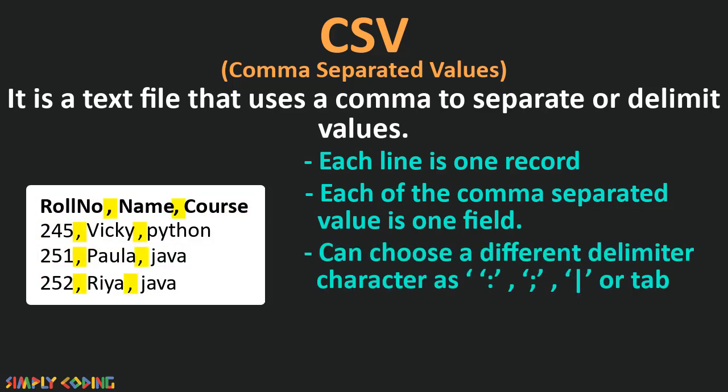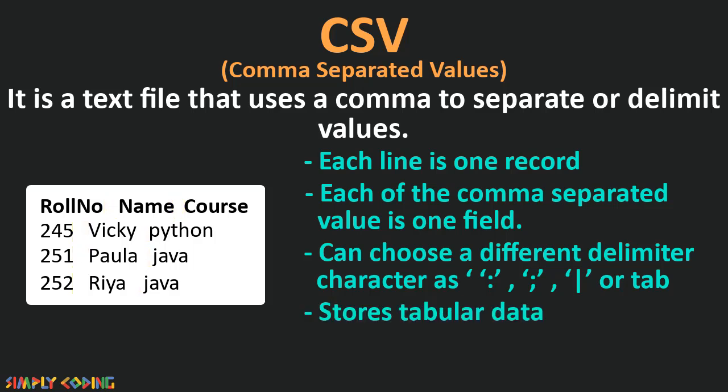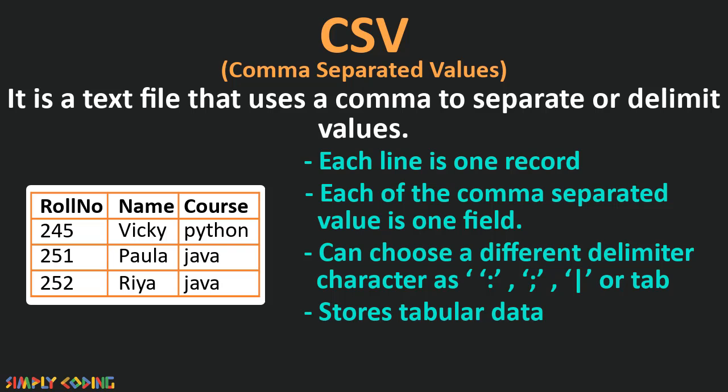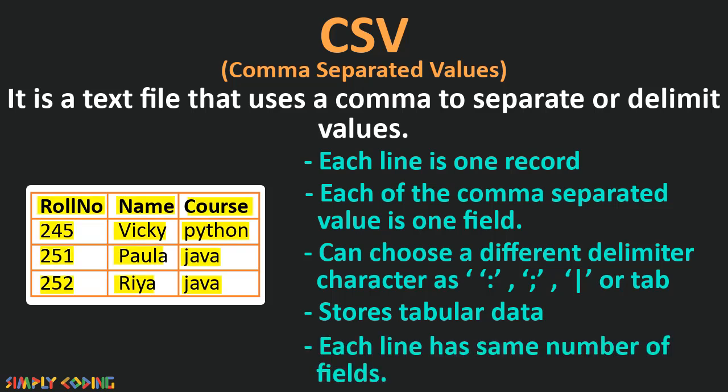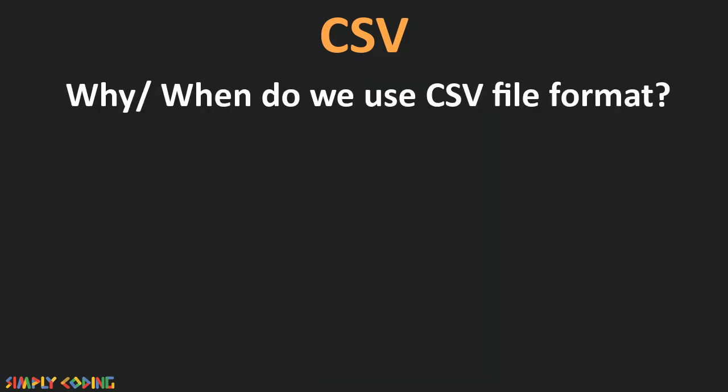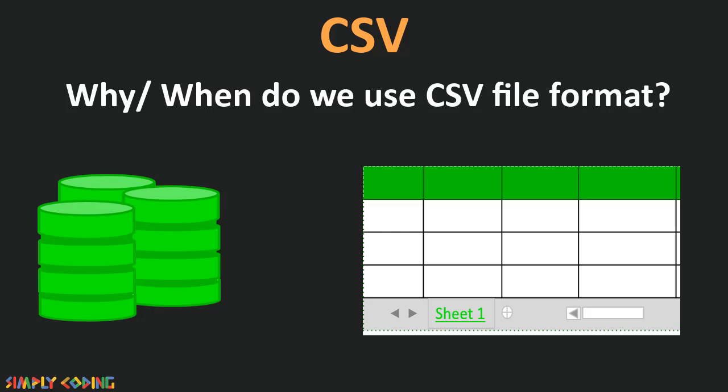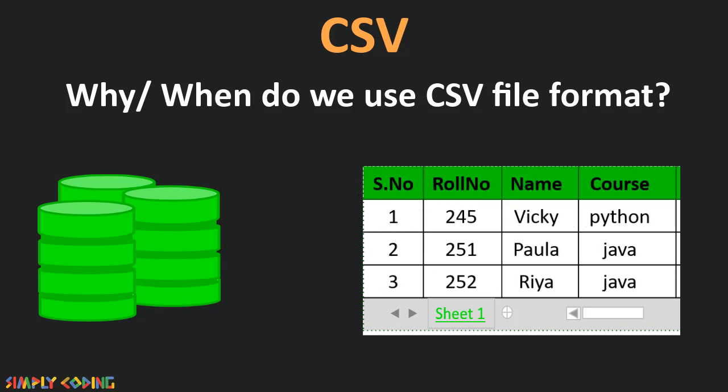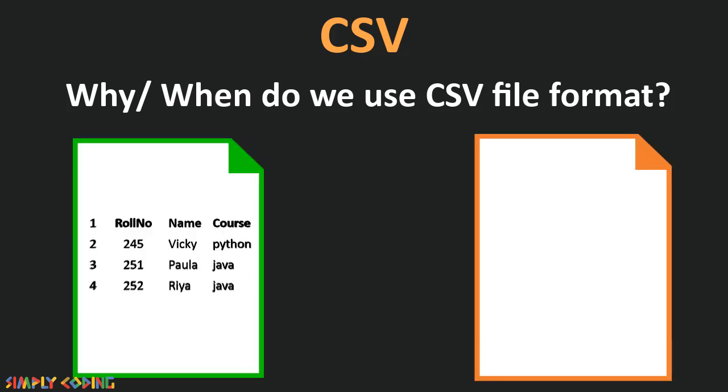You can also choose a different delimiter character such as colon, semicolon, bar or tab too. A CSV file typically stores tabular data such as a spreadsheet or database, so typically each line has the same number of fields. So why or when do we use the CSV file format? CSV is typically used to transfer data between proprietary formats, let's say from one database if we want to export data to Excel, or transfer large data between programs.